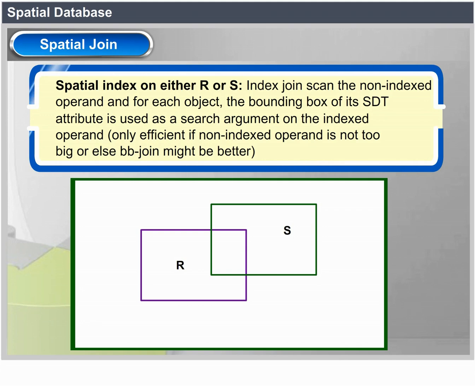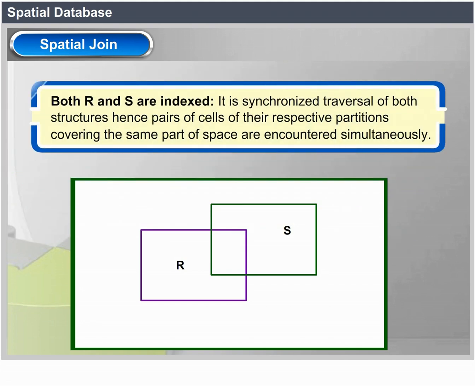Both R and S are indexed. Synchronize traversal of both structures so that pairs of cells of their respective partitions covering the same part of space are encountered together.